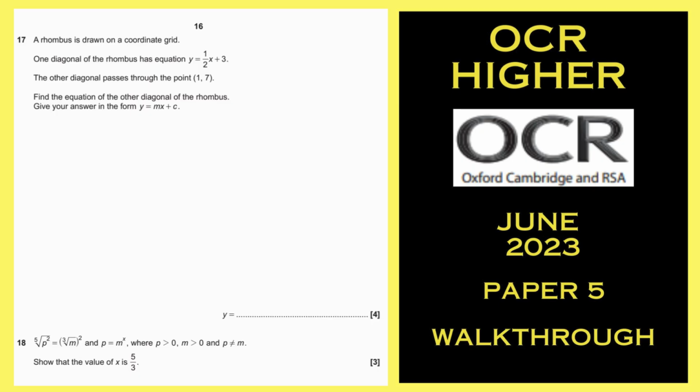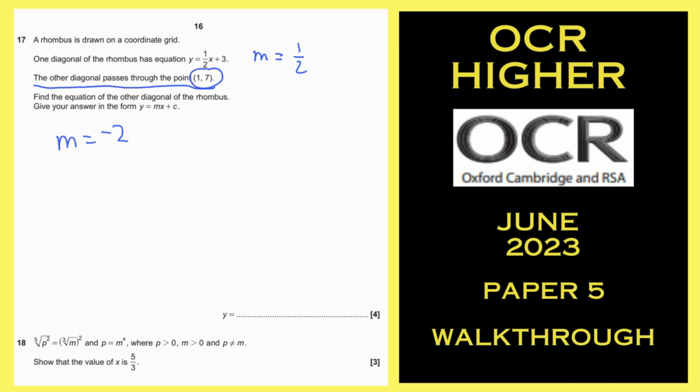wording of a rhombus. It's one of those questions, folks, where we do indeed have perpendicular gradients. One diagonal of a rhombus has that equation. Its gradient, it's in y equals mx plus c form. Its gradient is a half. The other diagonal passes through that point. So the other diagonal, negative reciprocal, flip it upside down, change the sign. The other diagonal will have a gradient of -2.